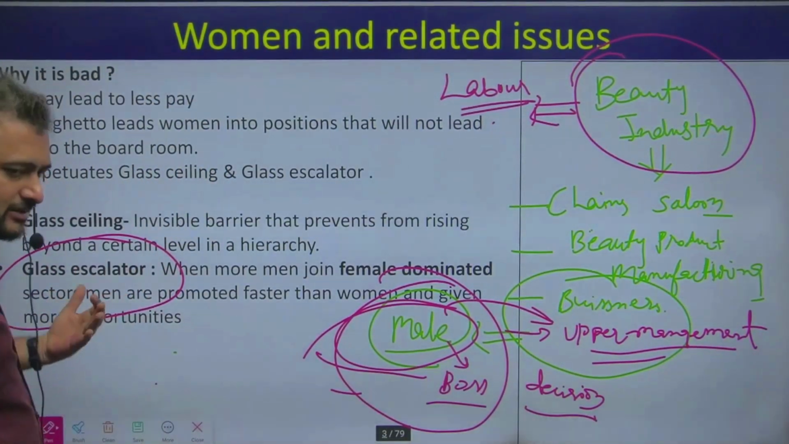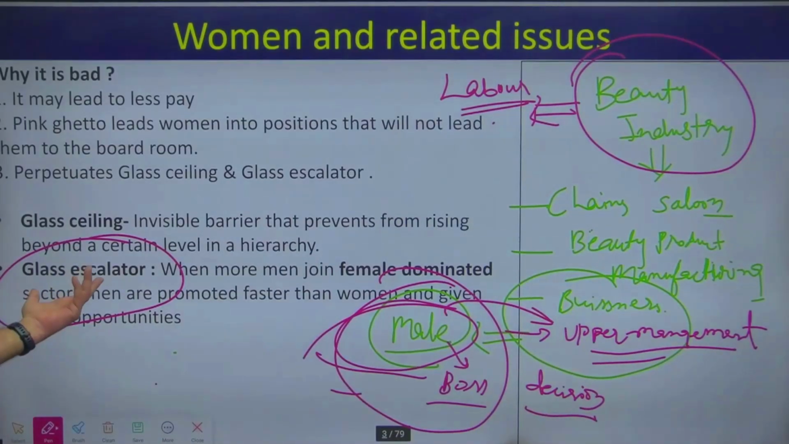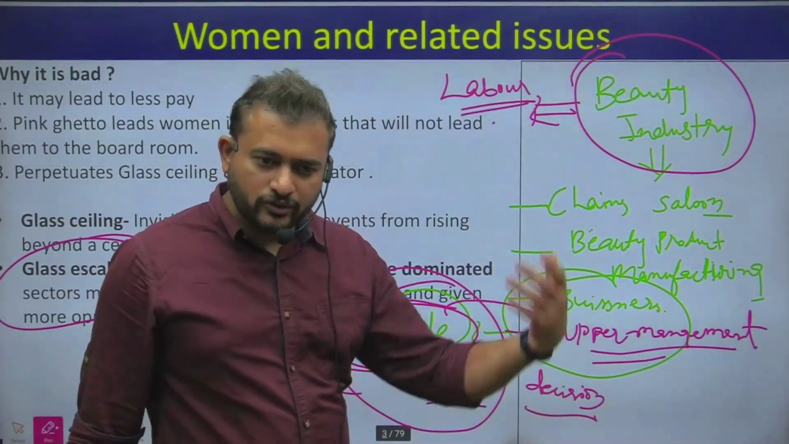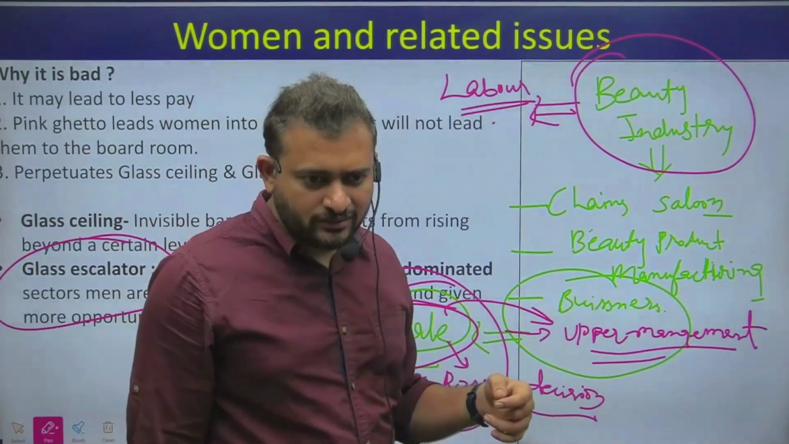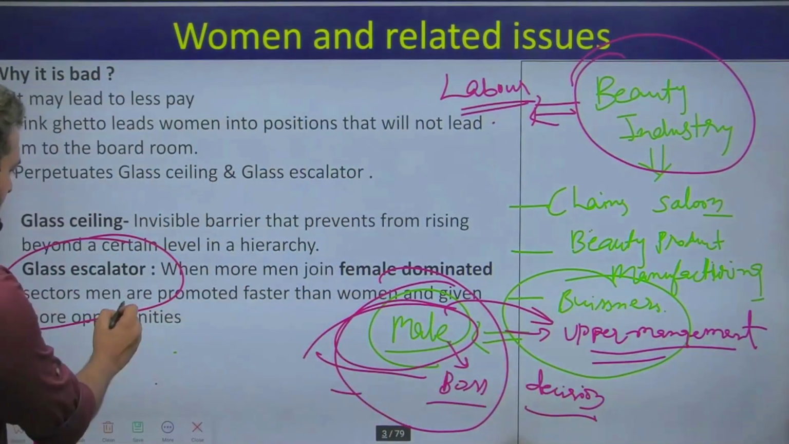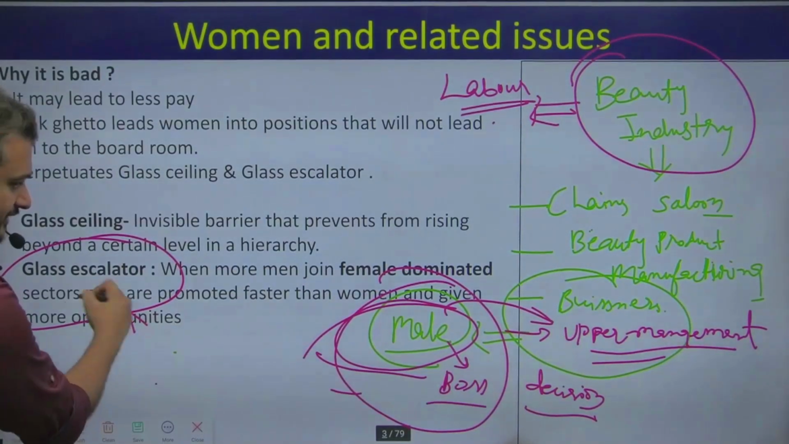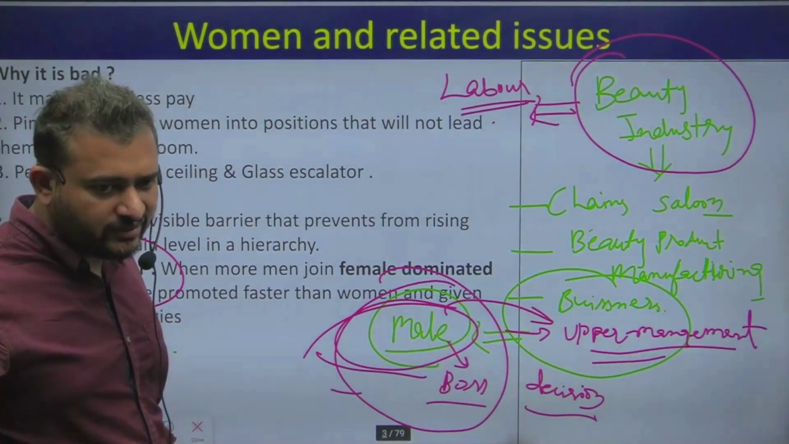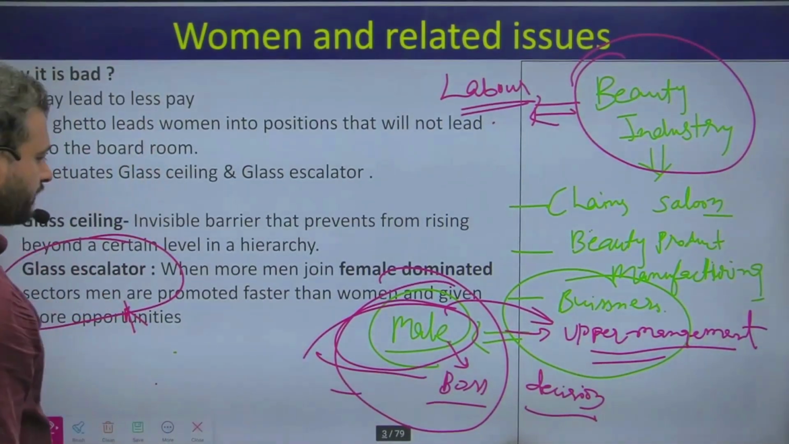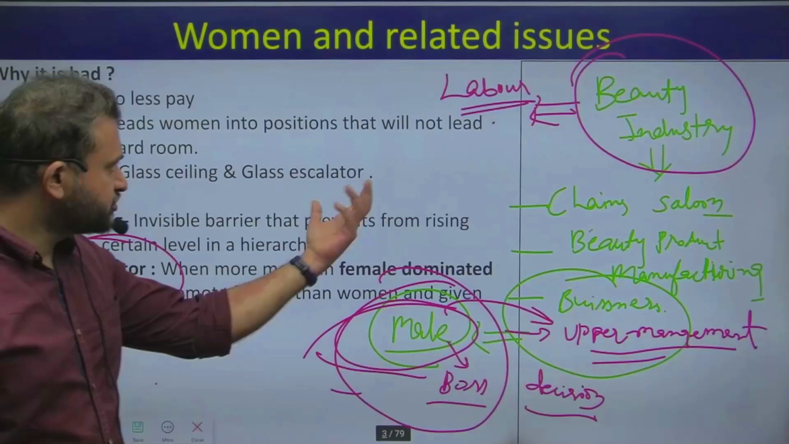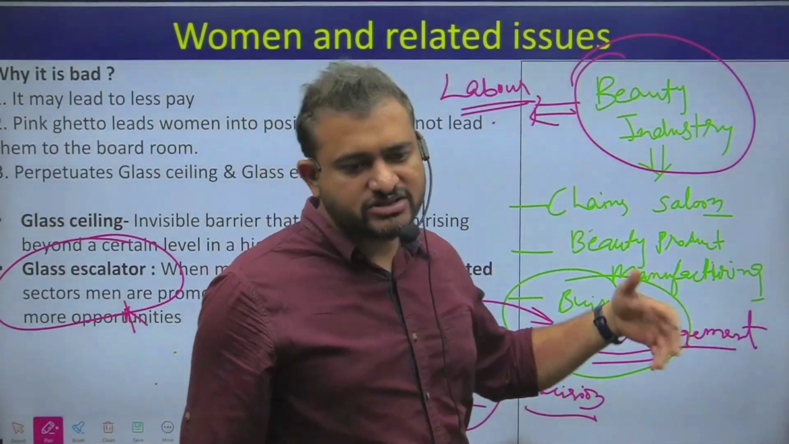Okay, I can explain that particular word also. Escalator means what? An escalator, or a lift, which brings you to an upper position. Okay, that is an escalator. So glass escalator is like a male standing on that escalator and getting uplifted over the female. So these are the terminologies associated with the economic conditioning of women.